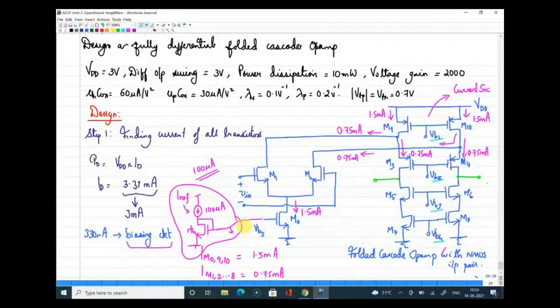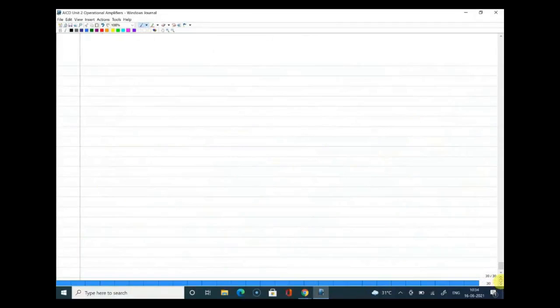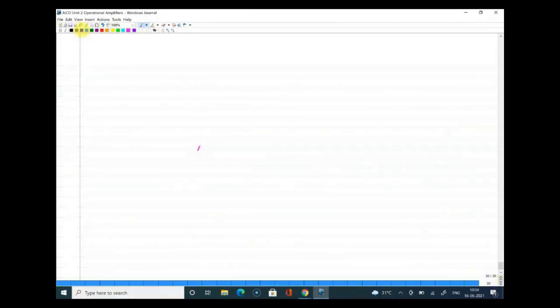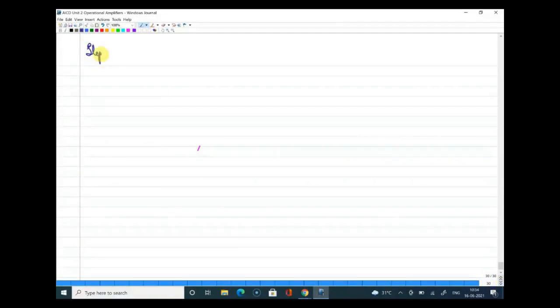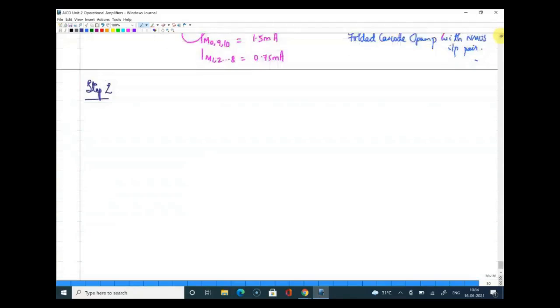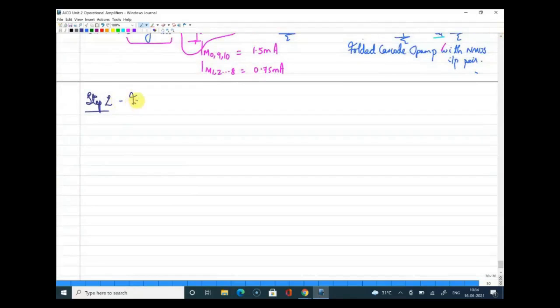All right, okay, so we will continue. We now know the current through all transistors, keep in mind. So what is the next step? We'll go to step number 2. Step 2 is to find the overdrive voltage of all the transistors. Find VOD of all transistors. This is step 2.